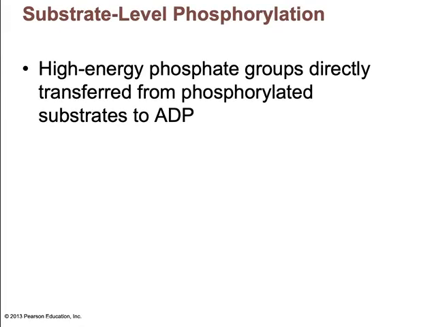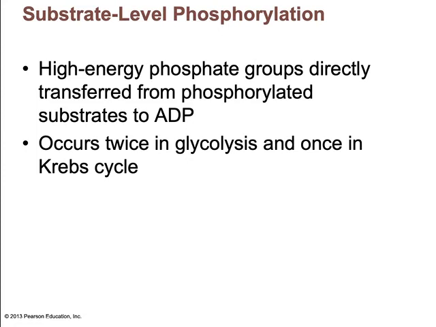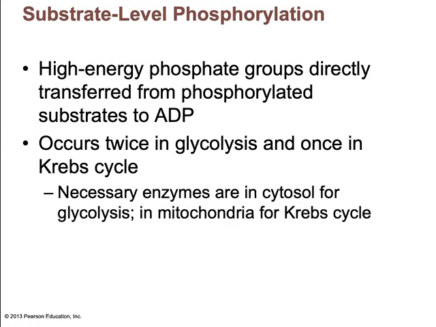Okay? So high energy phosphate groups are directly transferred from phosphorylated substances to ADP, right? Happens twice in glycolysis and once in the Krebs cycle. Its necessary enzymes are in the cytosol for glycolysis and the mitochondria for the Krebs cycle. And it's kind of important, we should address essentially where these things are happening, right? Glycolysis is where? In the cytoplasm of the cell. Okay, all the enzymes for it are there.